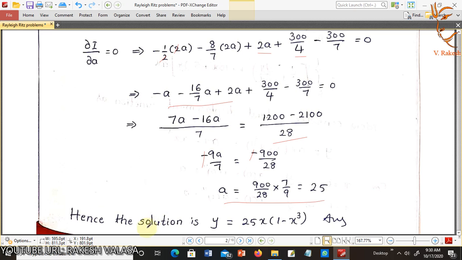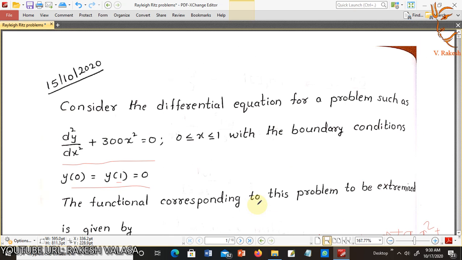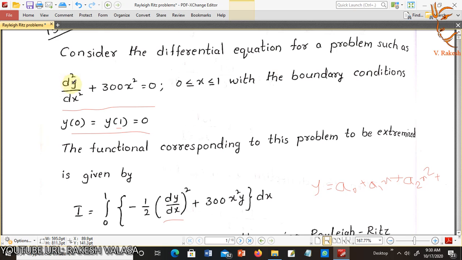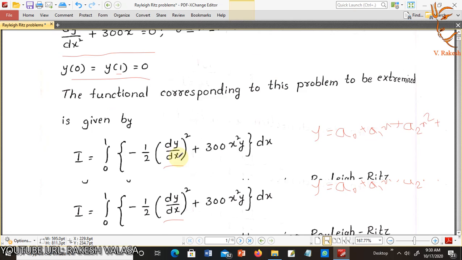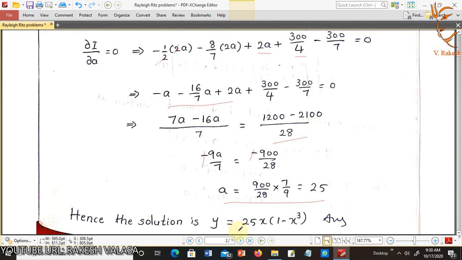Hence write the trial solution y equal to 25x into 1 minus x cube. This is the final solution for the given problem, that is d square y by dx square plus 300 x square equals 0. For the given boundary conditions, the trial function value is y equal to 25x into 1 minus x cube. I hope this is very clear to everyone.